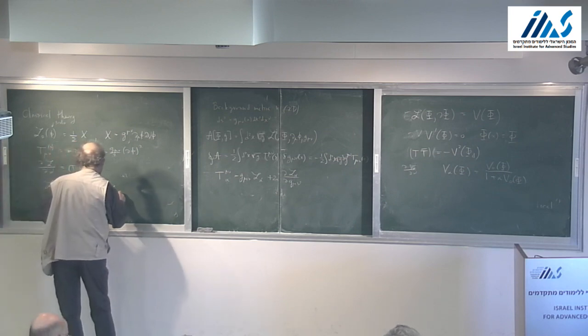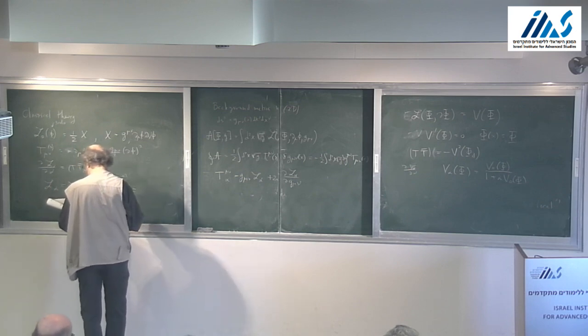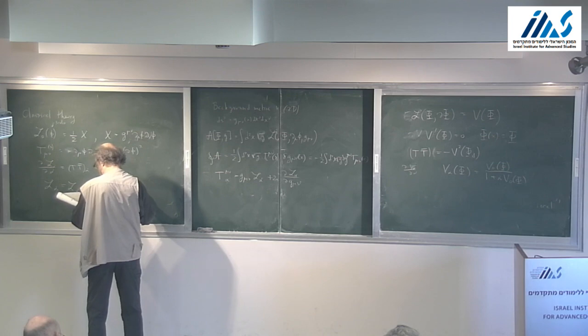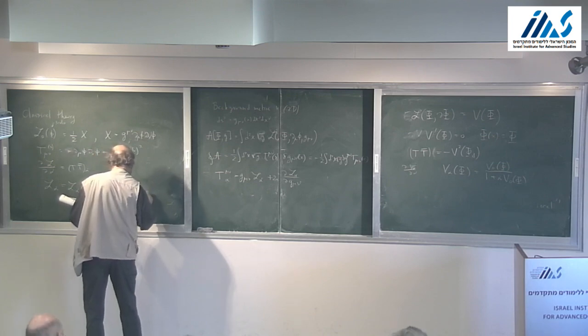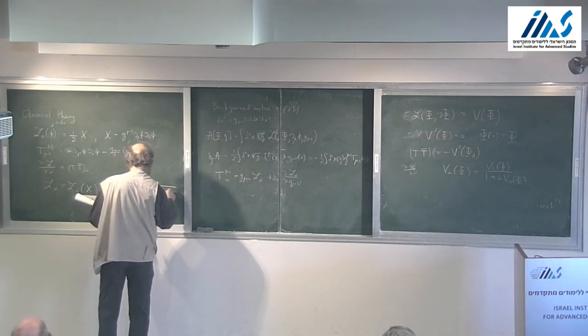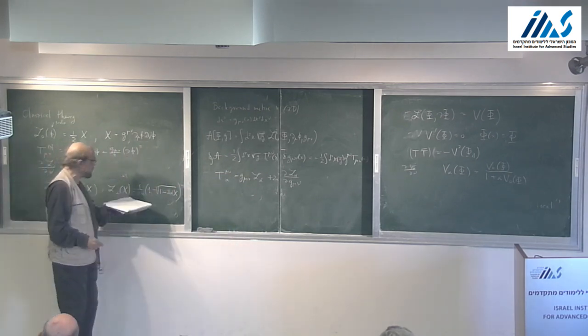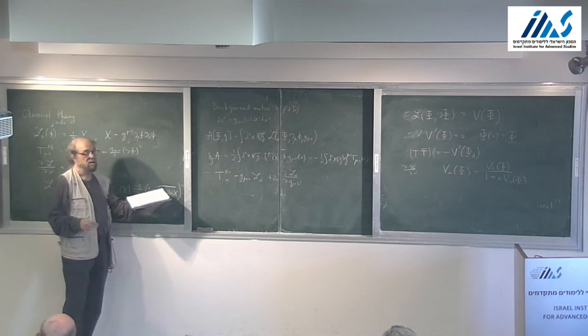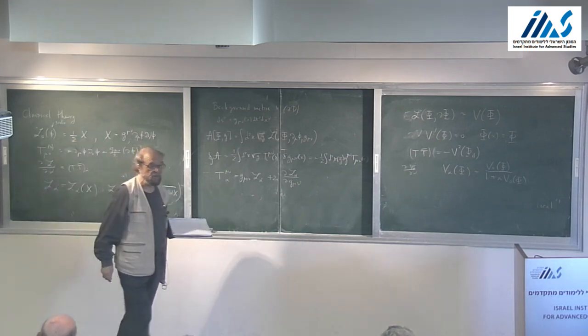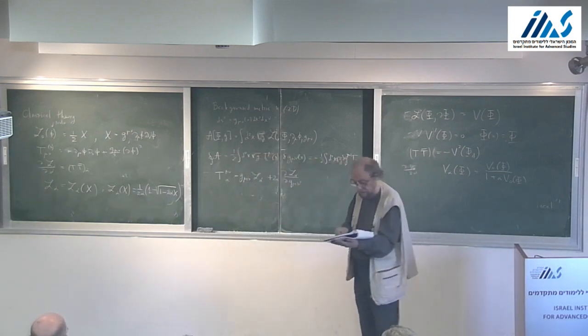L alpha of x is 1 over 2 alpha, 1 minus the square root of 1 minus 2 alpha x, to be precise. So it involves the square root of 1 minus alpha times something quadratic in the derivatives of the fields. All right.